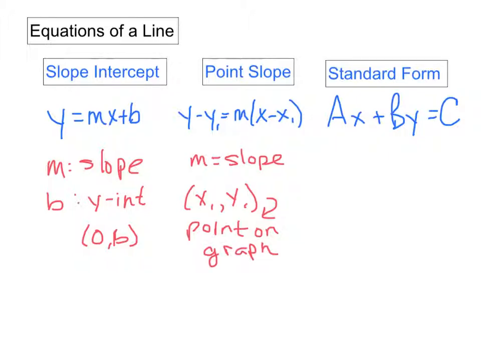And standard form, there's nothing really fancy about a, b, or c. All we know is that a, b, and c are all integers. That means they are all numbers that aren't fractions. They can be negative, they can be positive, but they can't be fractions, and they can't be decimals. Each one of these has its own unique benefits, but for now we're just going to learn how to work with them.